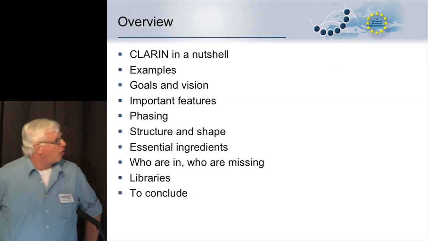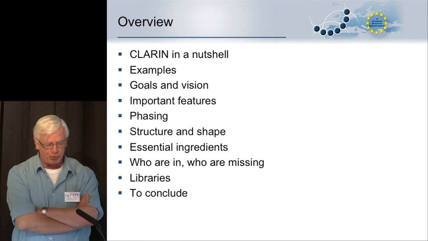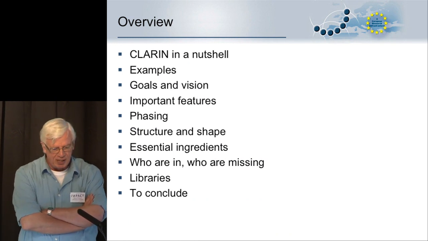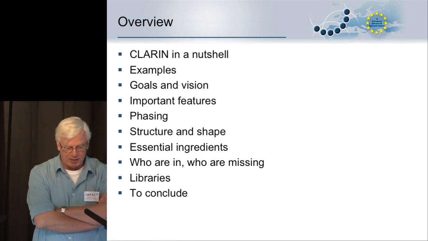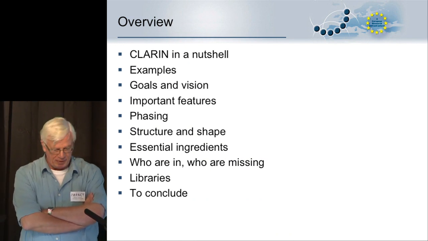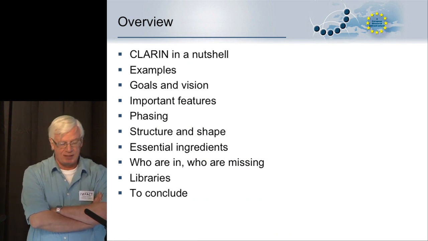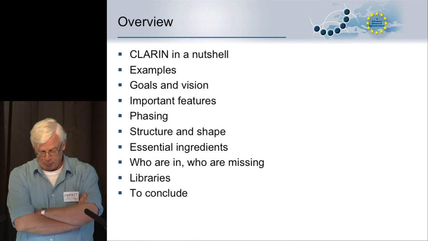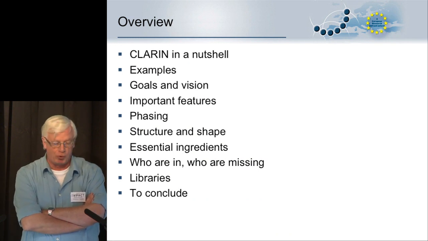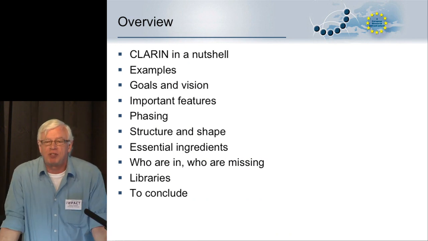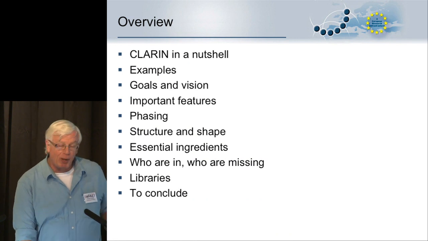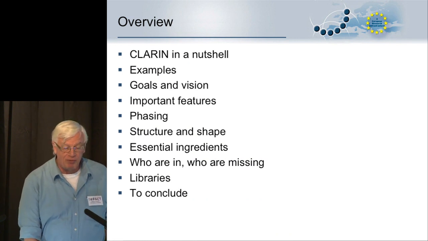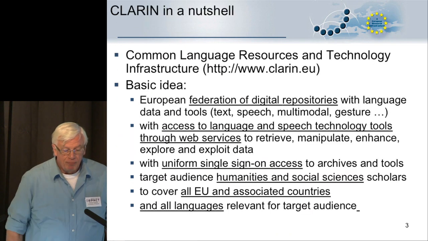Now, a very brief overview, Clarion in a nutshell. I'll give you some examples of things we want to be able to do, goals, vision. I'll show you some important features. I'll tell you about the phasing of the project and the structure and the shape as we see it, some essential ingredients and who is in and who is missing in Clarion, and then I'll say something about the libraries and some final words to conclude. This is not going to be a technical presentation, so you can lean back and relax, because it's all very easy and light, but it's about a thing that I think can be very important for all of us.